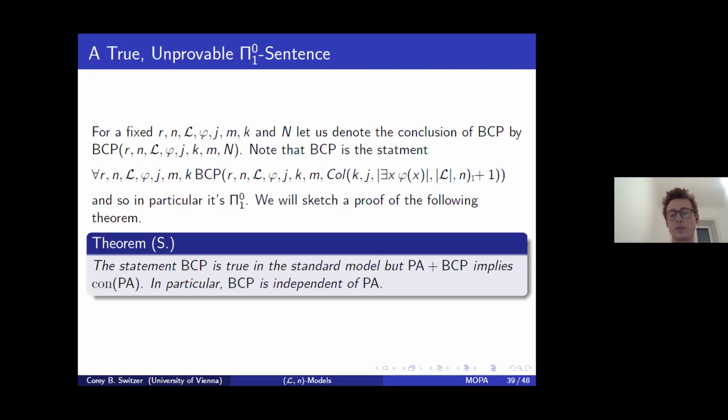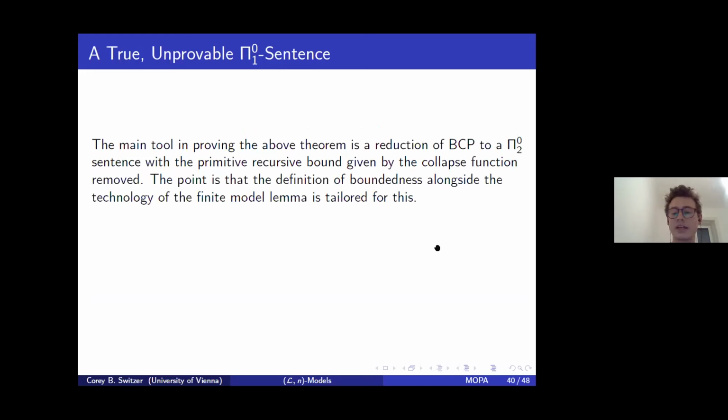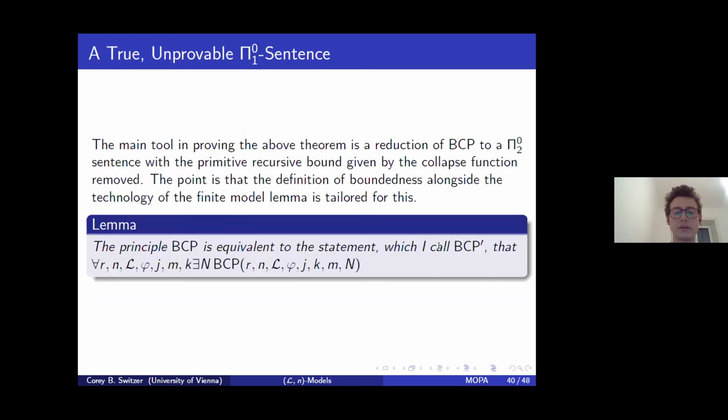And so the theorem, which I think I'll just sort of skip through the proof more or less, is that BCP is true in the standard model, but PA plus BCP implies Con PA. So in particular, it's independent of PA. And let me just tell you what the idea behind the proof is, and then I'll leave it there. So BCP is equivalent to the statement where instead of putting that primitive recursive bound, you just say there exists some n so that the whole thing works out. The Pi 0, 2 version. All right, and this is what boundedness is tailored for.